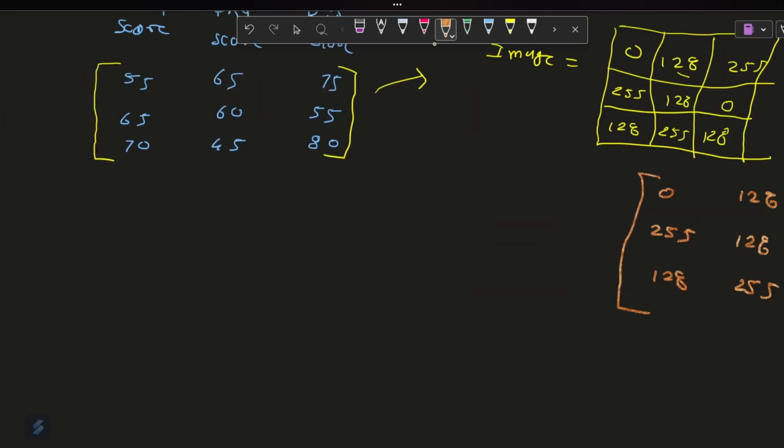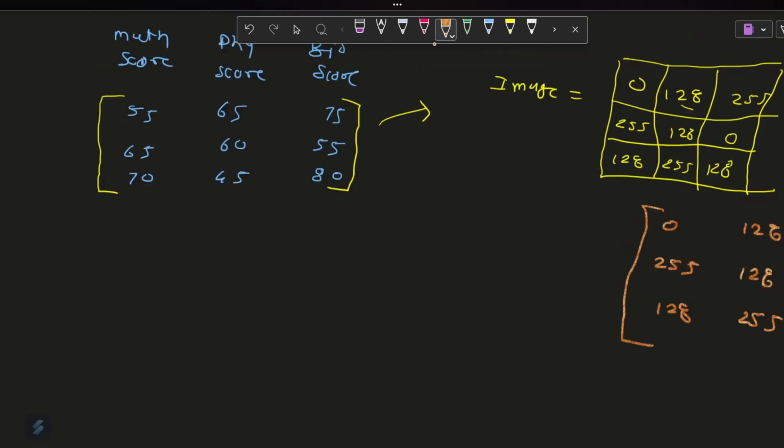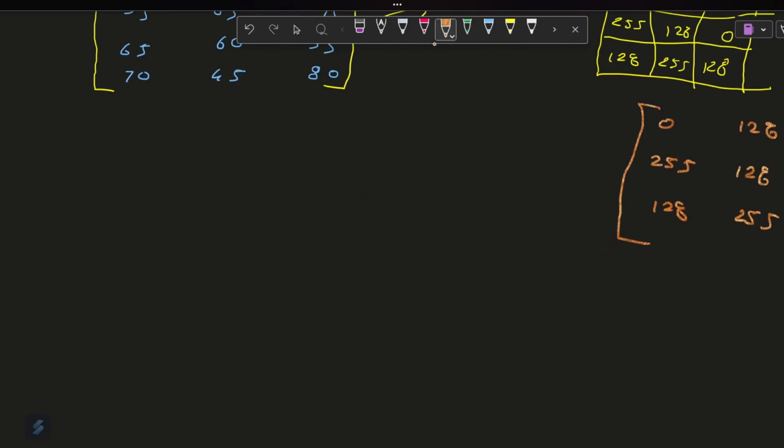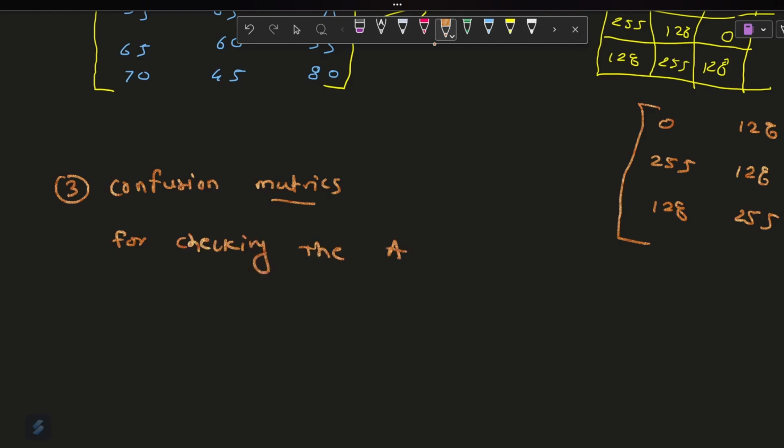One more thing you will understand about matrices. I hope you understand the two data sets. And one more thing, for checking the accuracy we use the confusion matrix. This confusion matrix is used when solving a classification problem, for checking the accuracy.